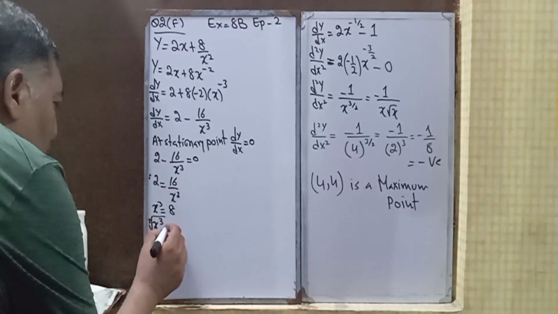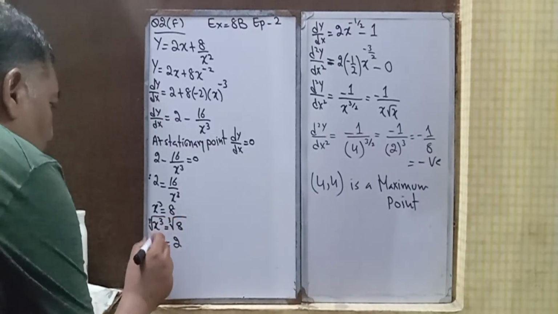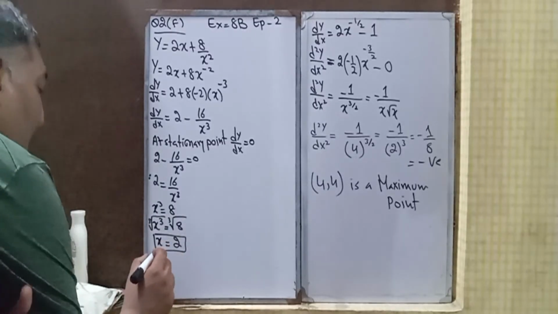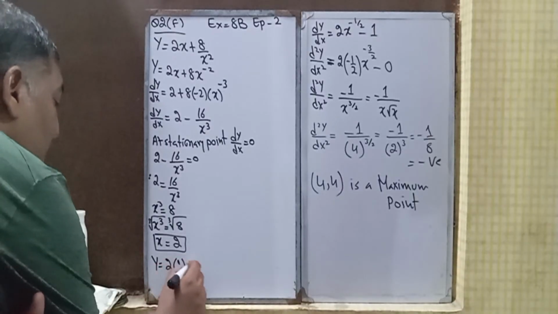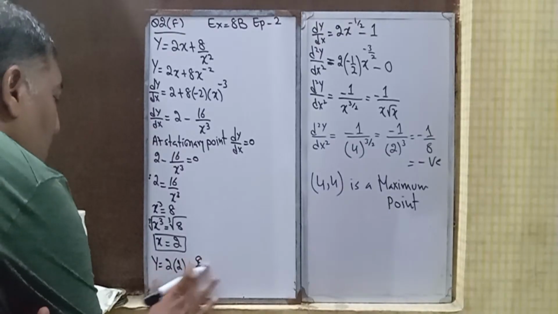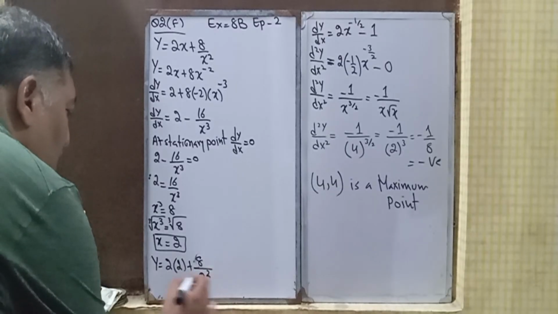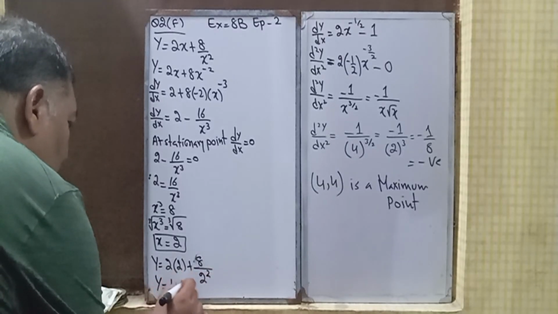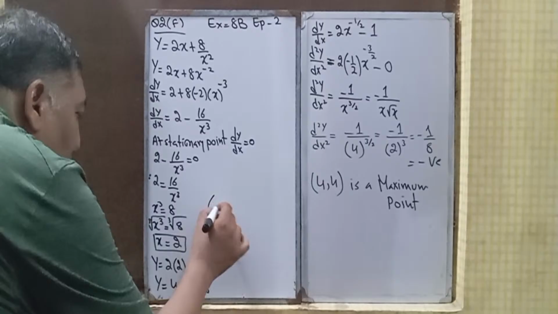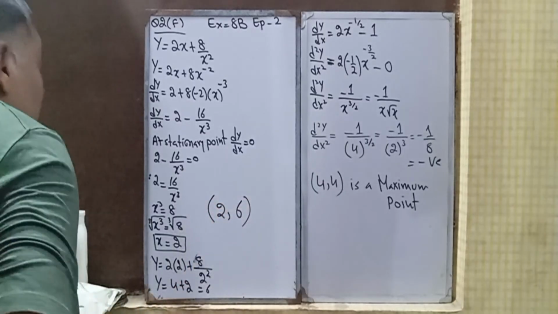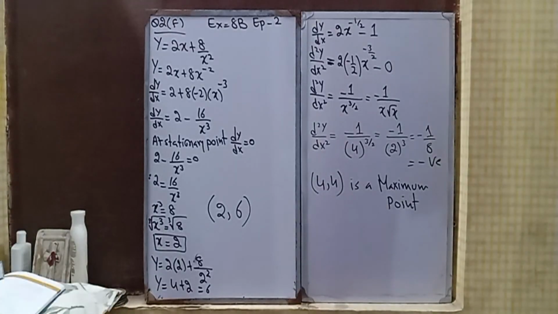So I will take the cube root. This will be the cube root of 8, which equals 2. Now I know the value of x, I can find the value of y. So y will be equal to 2 into 2 plus 8 divided by 2 squared. So this is 4, and 8 divided by 4 is 2, so that is 6. So the coordinates of that stationary point are (2, 6). This is question number 2, part F.